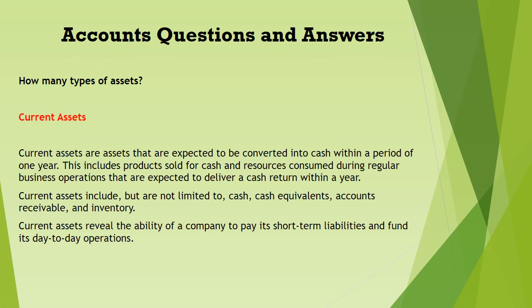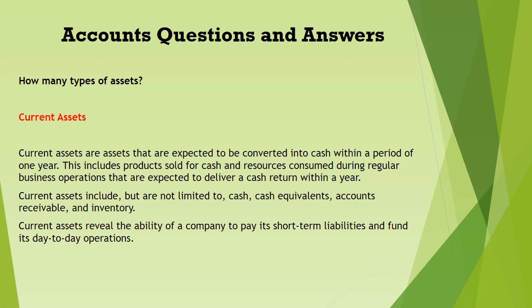You can see how many types of assets. If they ask how many types of assets there are, you have to tell them two types: one is current, one is fixed. The current assets are those expected to be easily converted to cash.